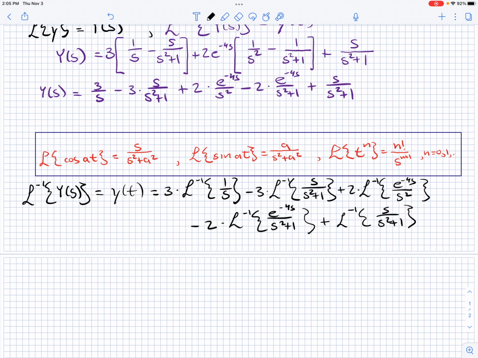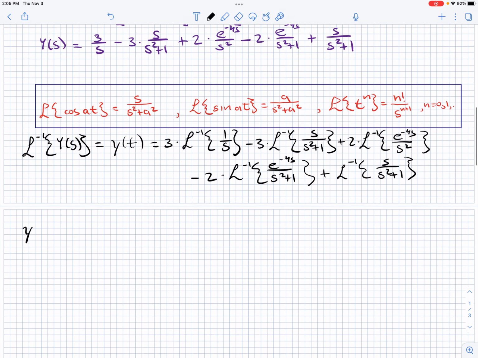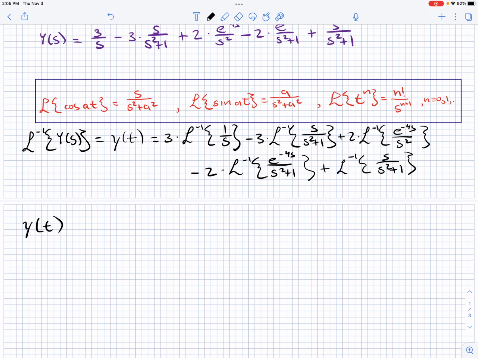Okay, so almost done, I promise. We actually really are. So I'm going to scroll down here a little bit. Y of t, we have it. We just need to clean this up. The inverse Laplace of 1 over s is just t to the 0, which is 1. So we have 3 times 1, I guess. I'll write that. Minus 3 times the inverse Laplace of s over s squared plus 1. You can see up here, that's just cosine, with a being 1. So it's just cosine of t.